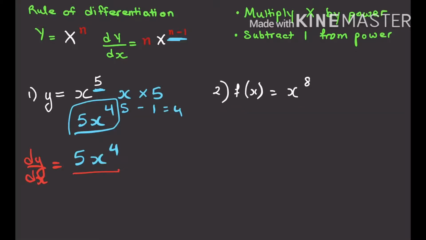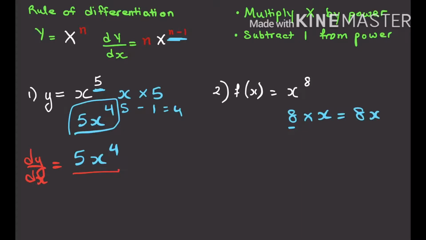Let's come back here, and it says x to the power 8. We're still going to be using the same rules. These rules apply to all questions with indices. So we multiply the x by the power. So 8 times x. Our 8 is the power. So we multiply it, which gives us 8x, very obviously.